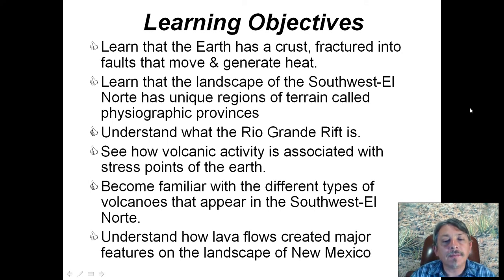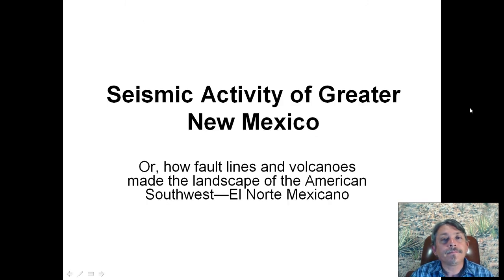You've also come to understand how lava flows have created major landforms in the state of New Mexico, such as the Malpais de Carrizozo and the El Malpais near Grants, as well as many other places like our own Mesa Prieta near Española and Cerro Capulín in the northeast of New Mexico. This concludes our presentation on seismic activity of Greater New Mexico, or the Southwest del Norte.